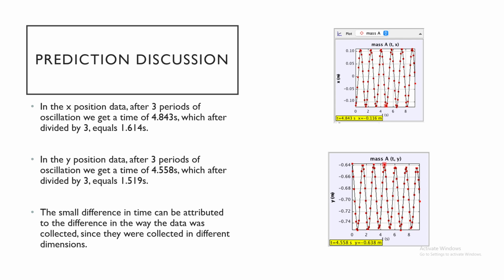The small difference in time can be attributed to the difference in the way the data was collected, since they were collected in different dimensions. The x is just from left to right, while the y is from top to bottom.